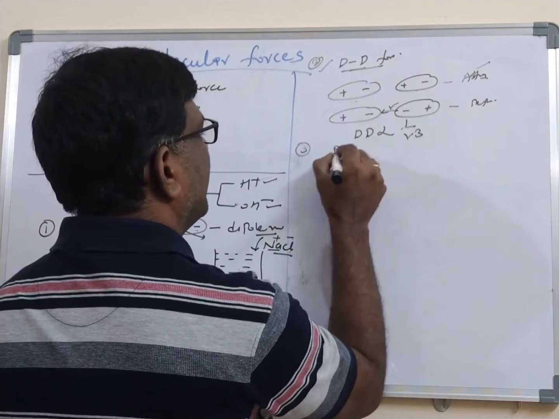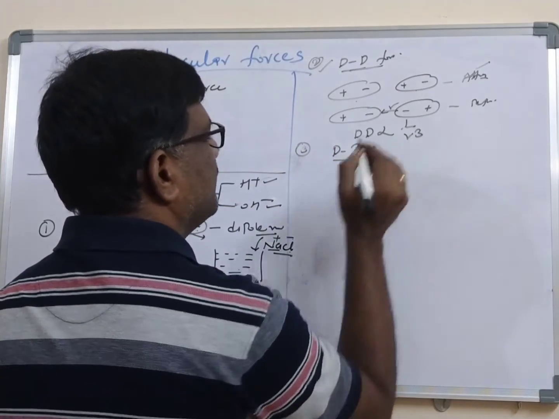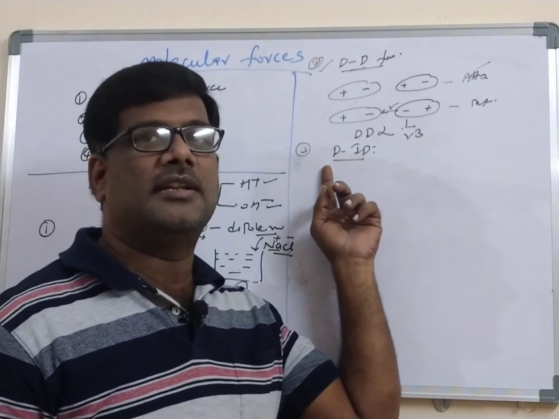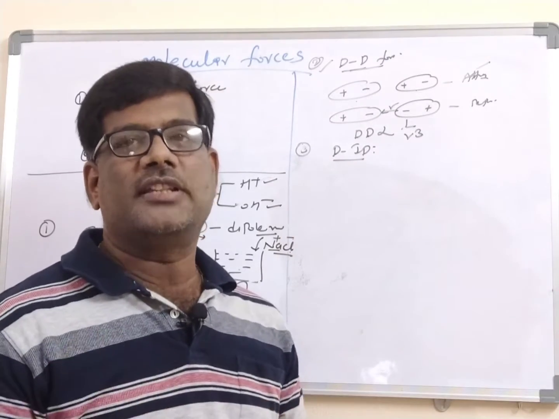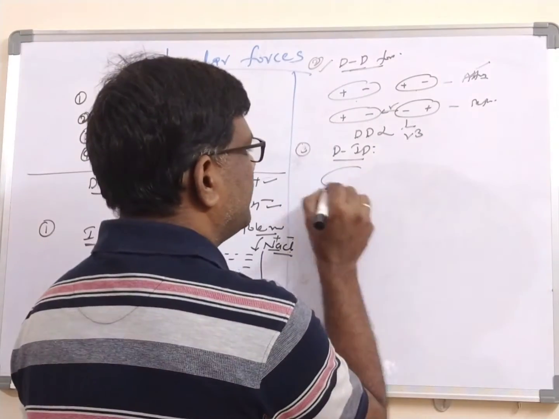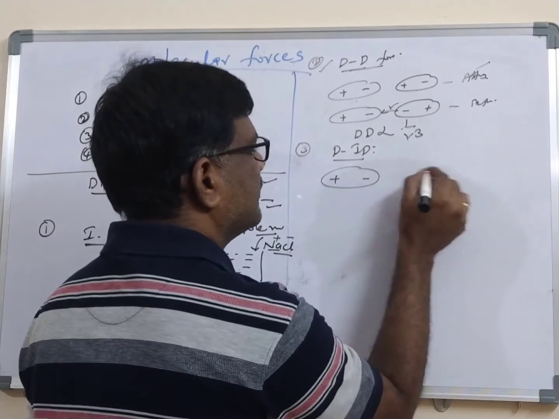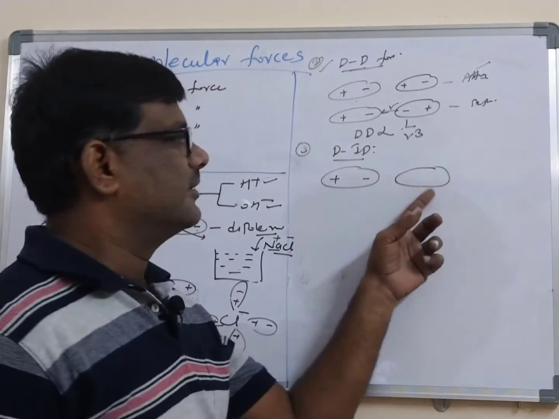Number 3, dipole and induced dipole molecule. Already we are familiar, dipole is nothing but two poles. What is the induced dipole? Now I am taking the dipole molecule, which will have the positive negative. I am taking the neutral molecule. This is a neutral.